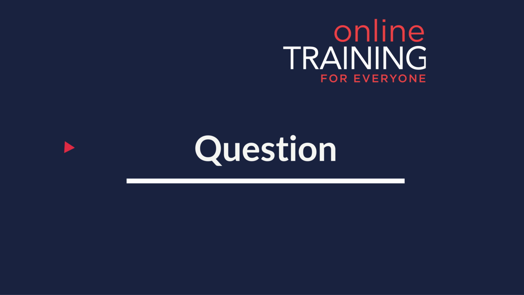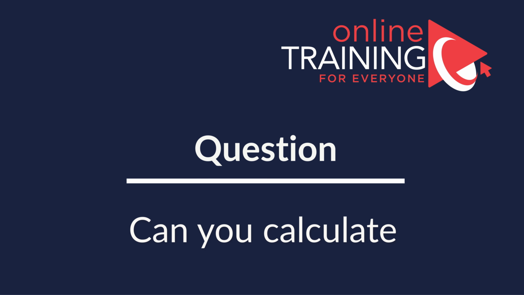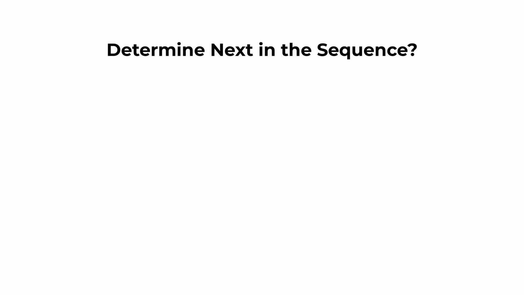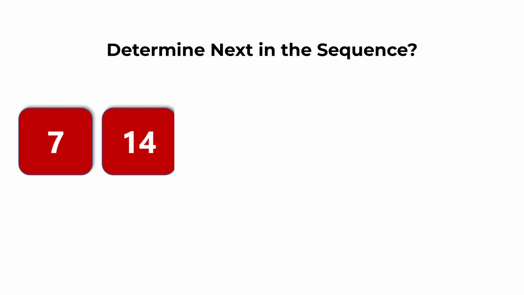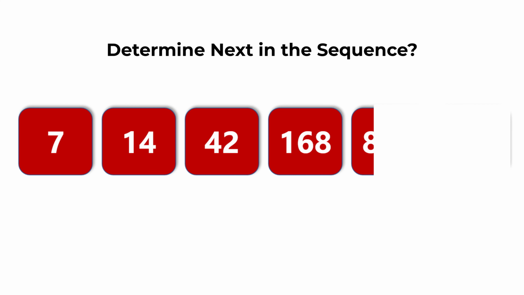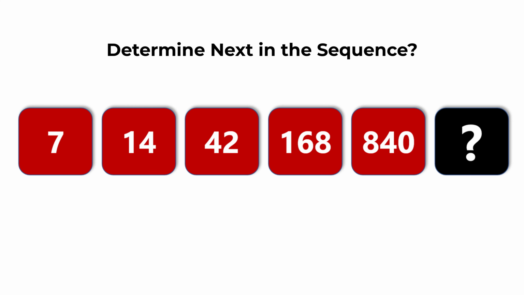Here's a sample of sequence question you might frequently get on the test. You need to determine what comes next in the sequence, and you're presented with the series of numbers. The numbers are 7, 14, 42, 168, 840, and then comes the missing number. You need to select the missing number from 4 different choices.